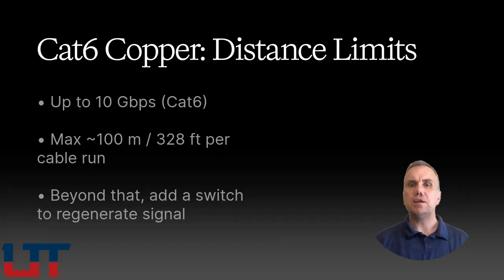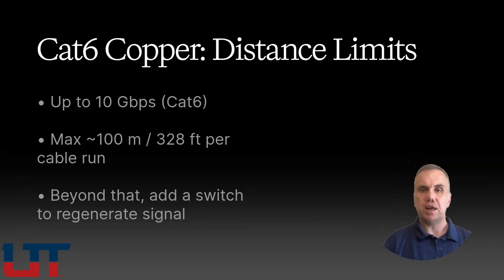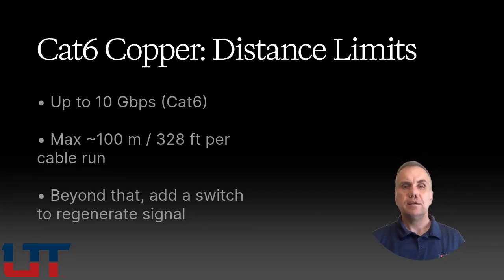The key constraint with copper is distance. Each cable run is limited to about 100 meters, or 328 feet, before the signal degrades enough that you need another switch to regenerate it. That's fine for most in-building applications, but between buildings it becomes very challenging, or when you're cabling across a large plant. The other constraint is electrical interference.